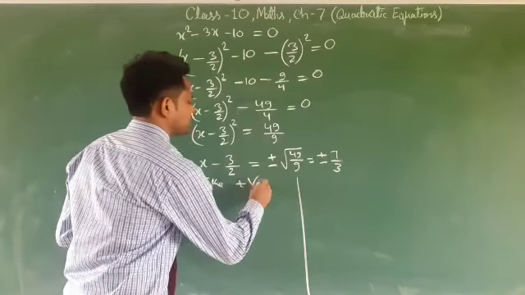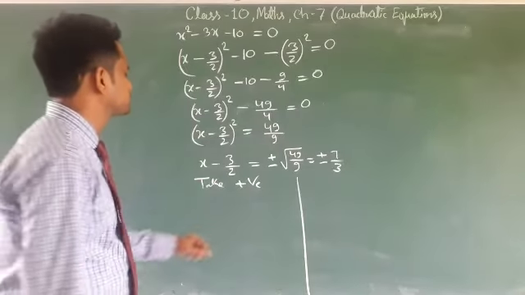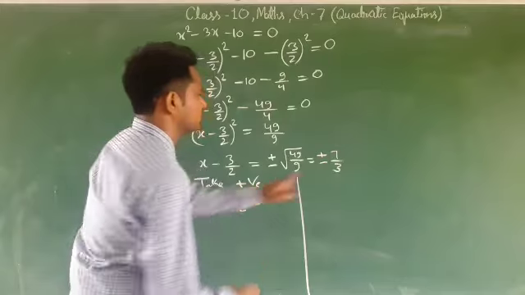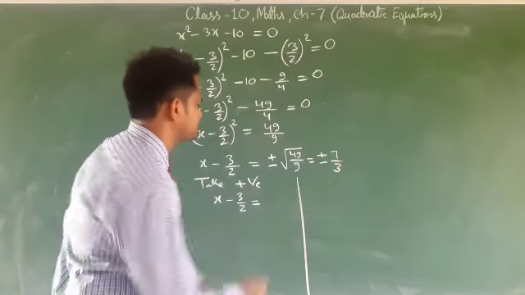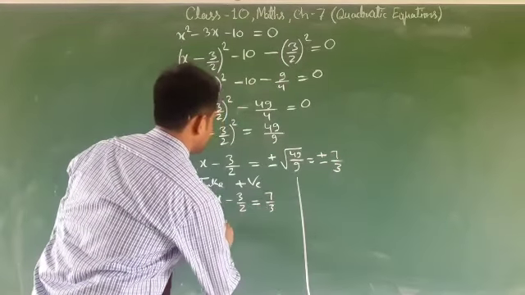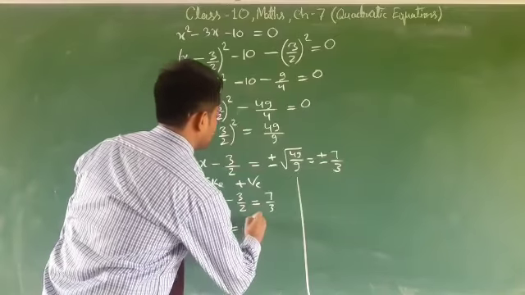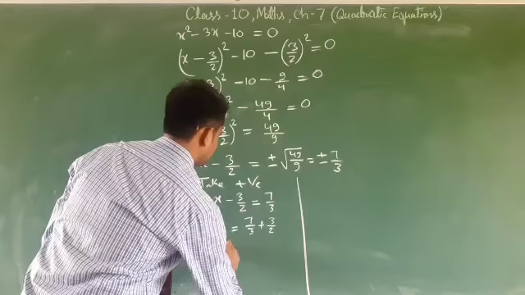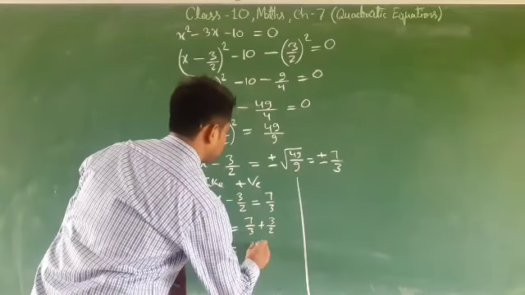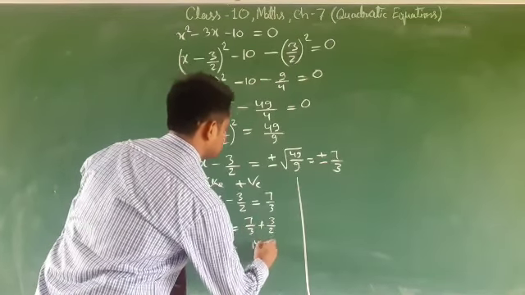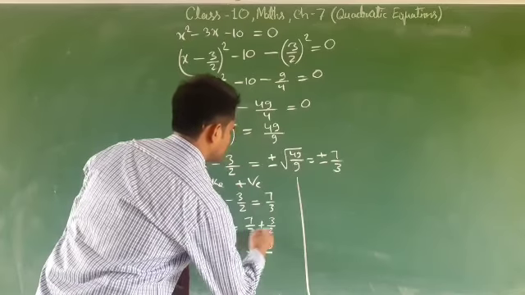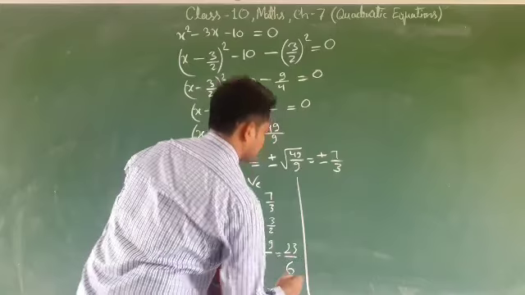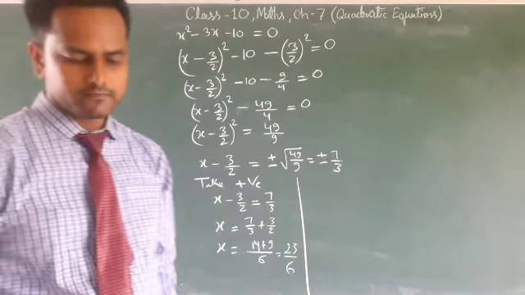Take the positive sign. If you take the positive sign, then x minus 3 by 2 is equal to plus 7 by 3, and solve this, you will get 7 by 3 plus 3 by 2, that is 7 2s are 14, 3 3s are 9, 3 2s are 6, 23 by 6. Got it?